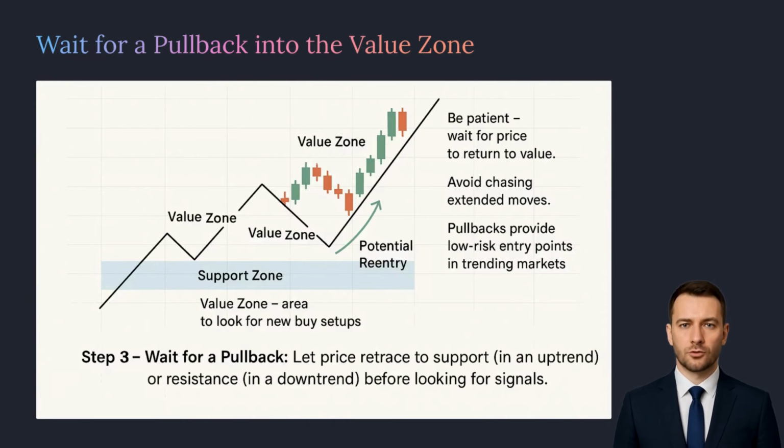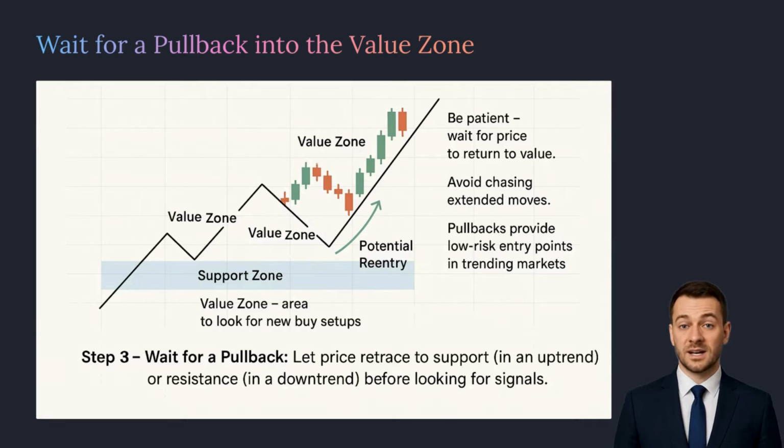3. Wait for a pullback into the value zone. In a trending market, you typically don't want to chase price after it's already moved far. Instead, wait for a pullback, retracement, toward a support in an uptrend, or resistance in a downtrend level. This is often called the value zone, where you can enter at a better price before the next swing in trend direction. Pullbacks occur because even in strong trends, price moves in waves, not straight lines.